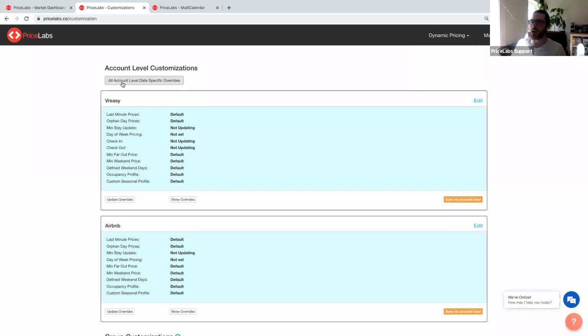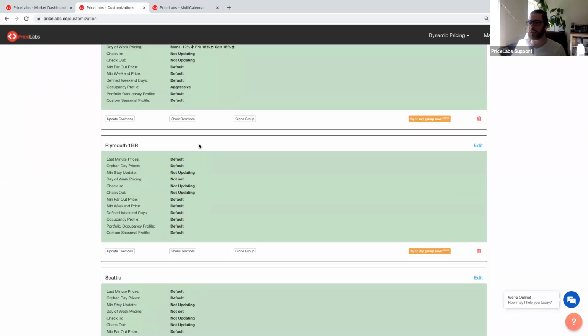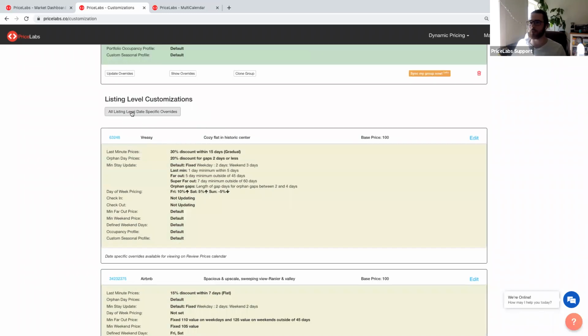If you click this all account level date specific overrides, we'll basically load a list of every override that's set on that account level. Takes a second to load here, especially when I'm streaming. But same goes for those group overrides. And if you scroll down, same goes for those listing level overrides. So instead of opening up each listing individually, seeing, hey, do I have anything for each of my 20 listings? You can just click this button and that'll load a list of every override for every listing here.